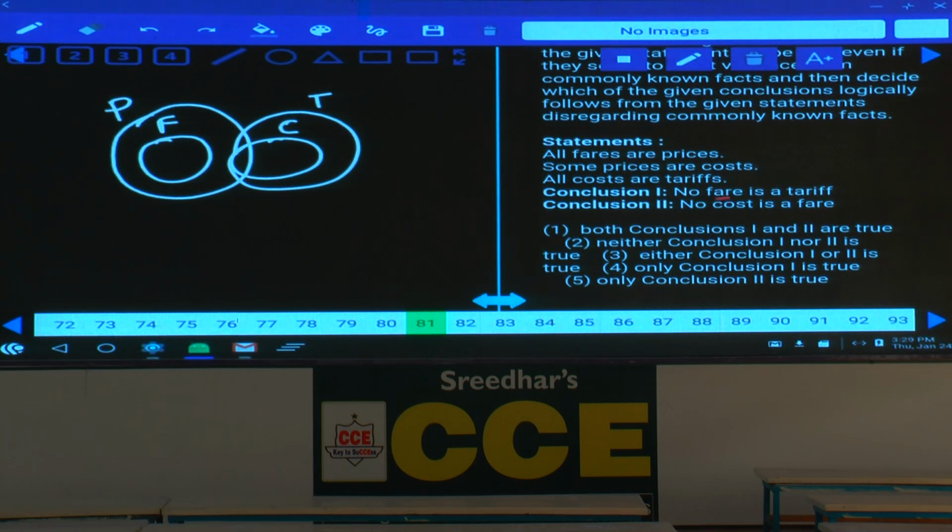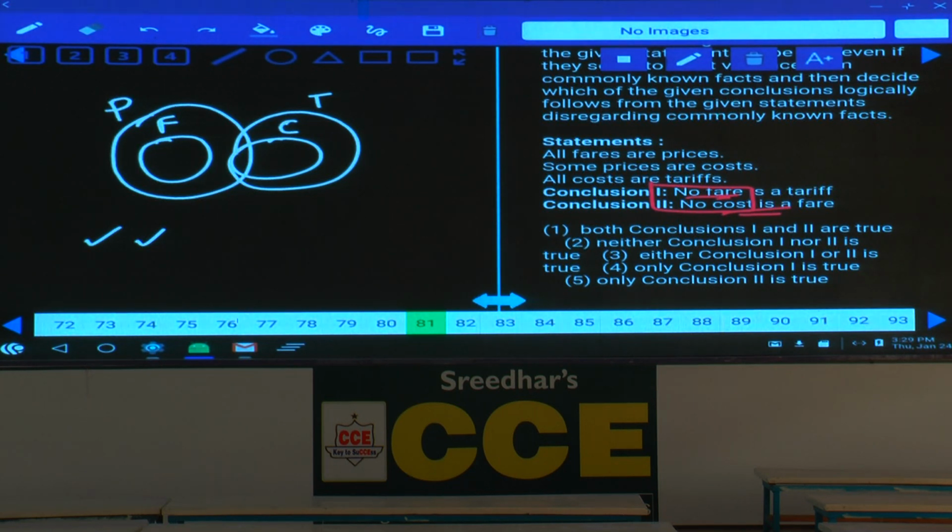Then what is the first one here? No fare is a tariff. No fare is a tariff is true as of now. And the second one, no cost is fare. No cost is fare is also true, isn't it? Hence, both the conclusions followed from the basic diagram, and these 2 conclusions which followed from the basic diagram are negative conclusions. As the negative conclusions follow from the basic diagram, now we need to prove the complementary pairs to each of these to check whether they can be false at least once or not, isn't it?